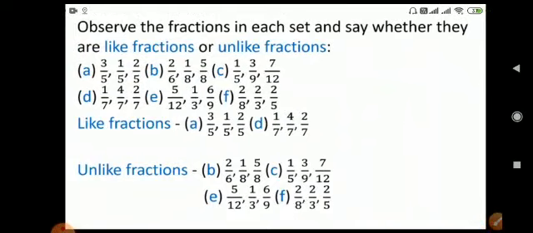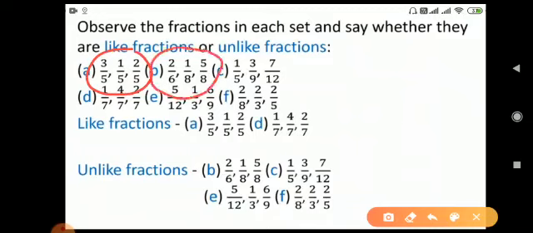Observe the fractions in each set and say whether they are like fractions or unlike fractions. In the first question, you can see the denominators are the same, that is 5. So it will go in like fractions. In the second example, you can see the denominators are different, so it will go in unlike fractions. In the same way you have to complete the other examples.